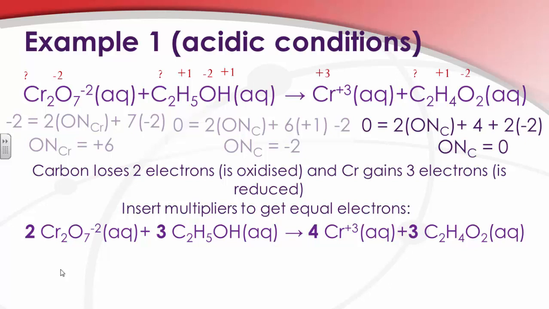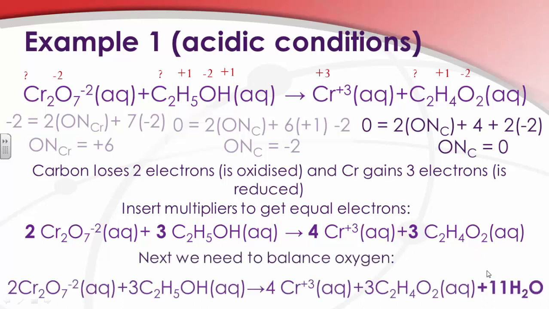Now, once we have this, the next step is to balance the oxygens in the reaction. So we can see 2 times 7, 14, plus 3 is 17 oxygens on the left, and only 3 times 2, or 6, on the right. So this means we're 11 oxygens off on the right, and we're going to need to balance this using water. So 11 water molecules will give us the 11 oxygens we need.